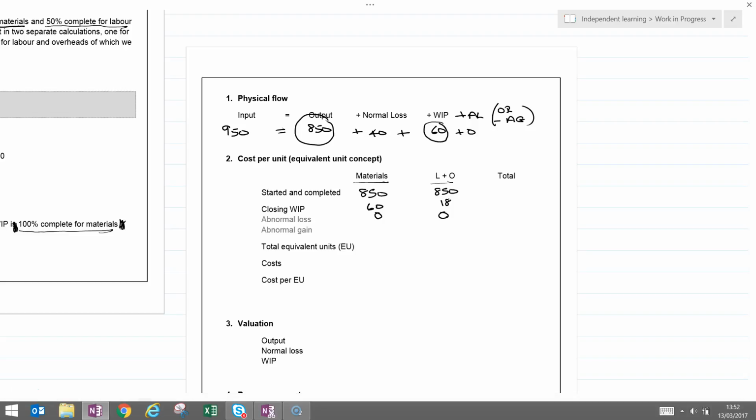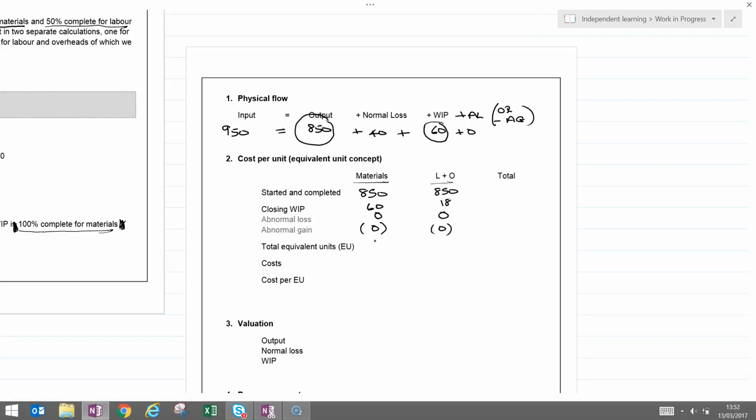There's no abnormal gain in this example, but if there was, that would have to go into our calculation. It would go in under both material and labour and overheads, and it would be bracketed because it's a gain. And as for abnormal losses, however many units of gain there are, you would put the same number of units under the material and the labour and overheads.